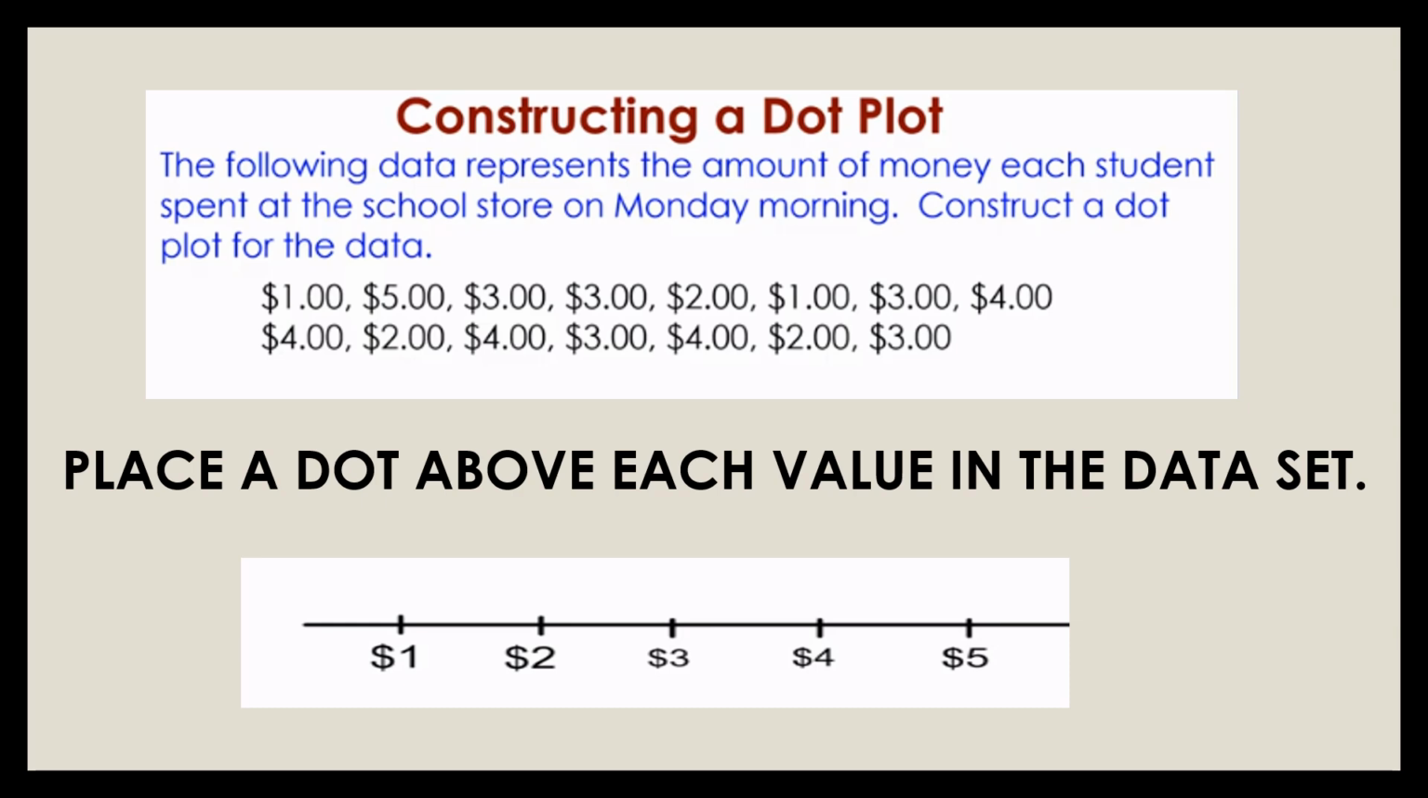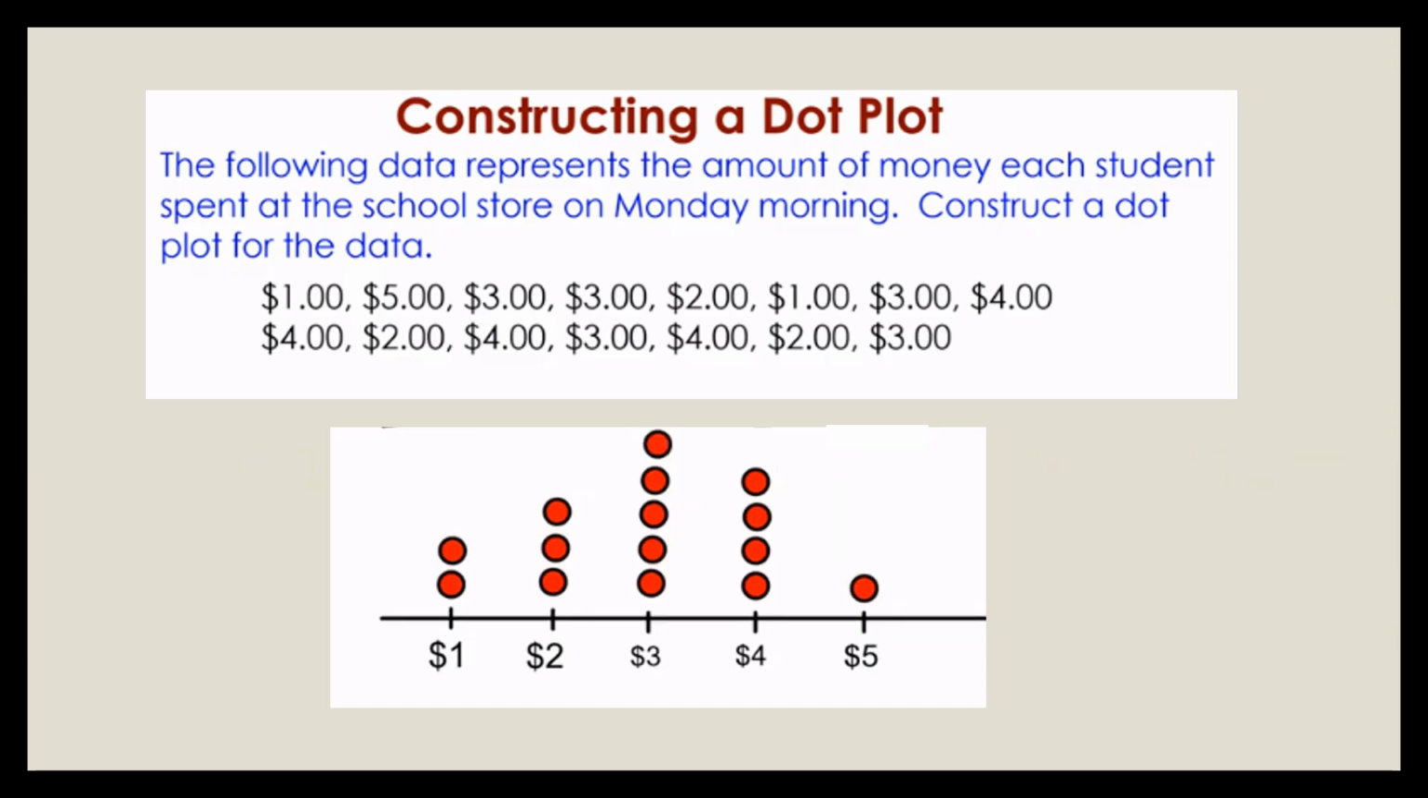Constructing a dot plot. The following data represents the amount of money each student spent at the school store on Monday morning. Construct a dot plot for the data. So there's all the data that we are given. We're going to place a dot above each value in the data set. So the first dot we'll put above the $1, and then a dot above the $5. A dot above the $3, and then you're going to need to stack another dot above the $3. Make sure when you're doing this that your dots are spaced equally and they're the same size.